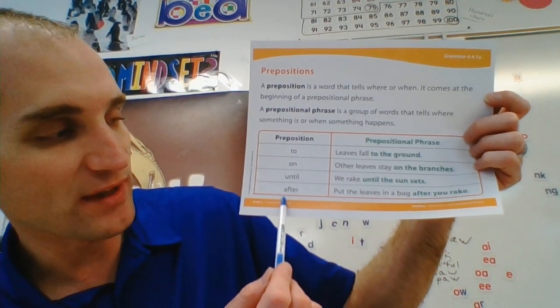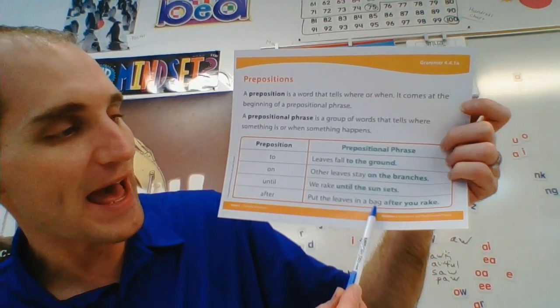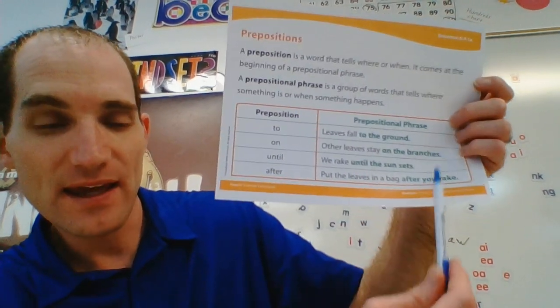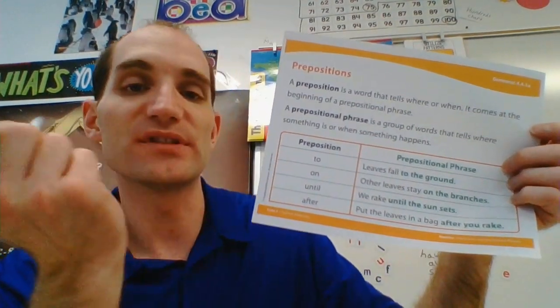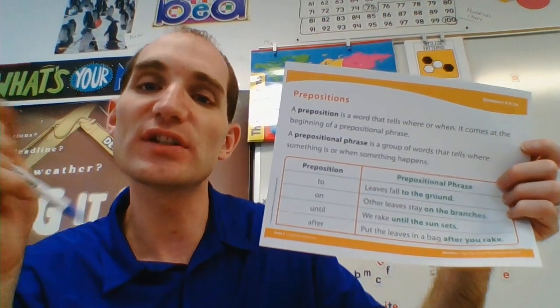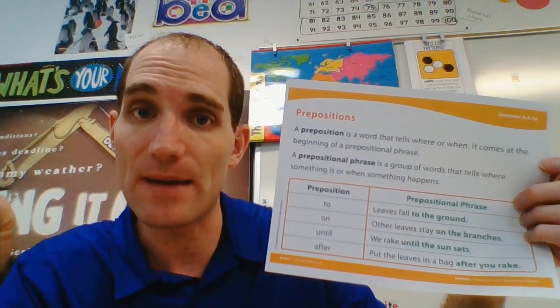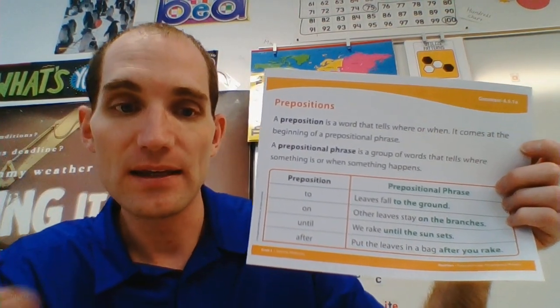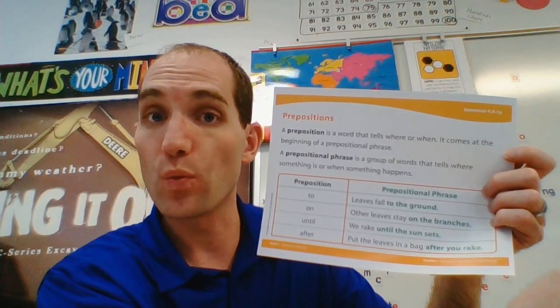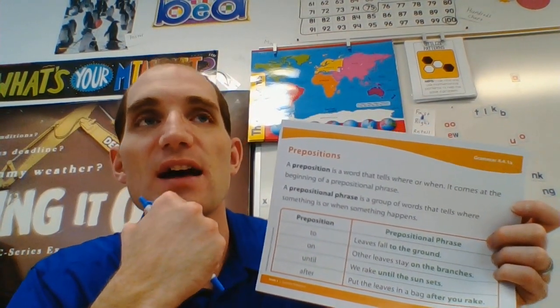After is the preposition in the next one. Put the leaves in a bag after you rake. After you rake is the prepositional phrase. So a preposition is a word that tells you when something's happening or where it's happening. And the whole rest of that thought, where is it and when is it? That's the prepositional phrase.